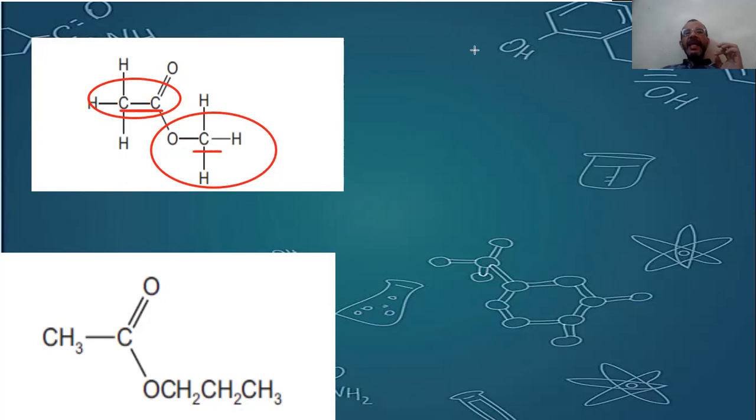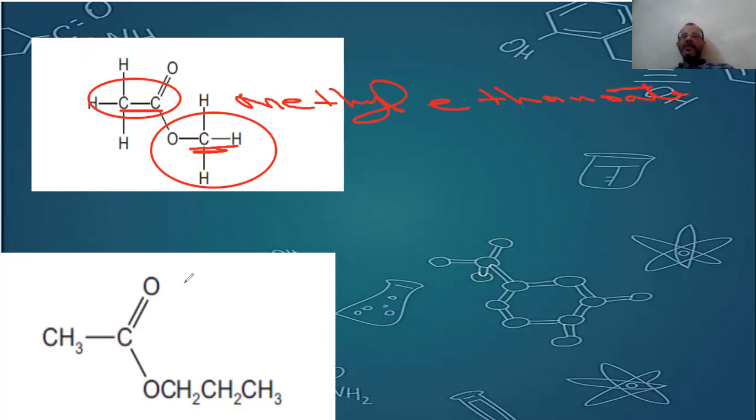Which one takes the 'ate'? The double bond. Which one takes 'yl'? The single bond with oxygen. So let's name this one. Shabab, this one is what? This one is methyl ethanoate. Methyl, because this part has one carbon atom. And ethanoate, because it contains 2 carbon atoms.